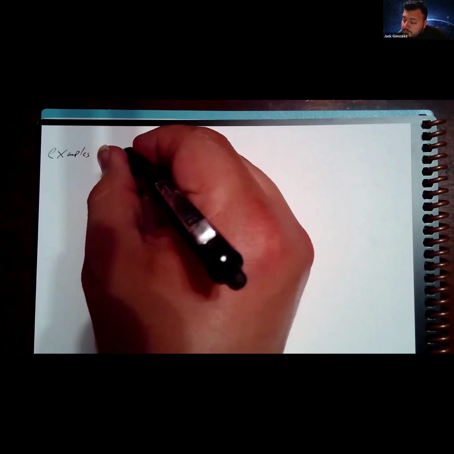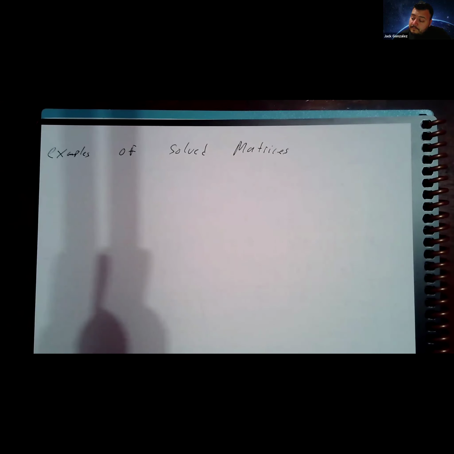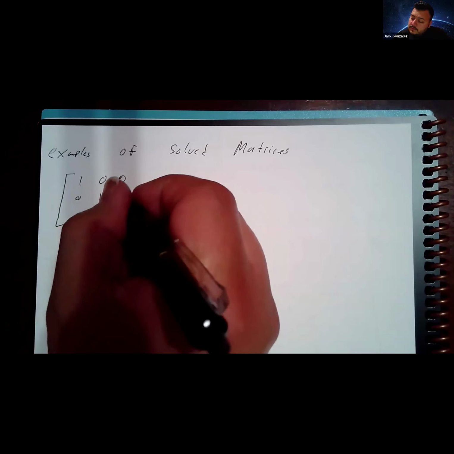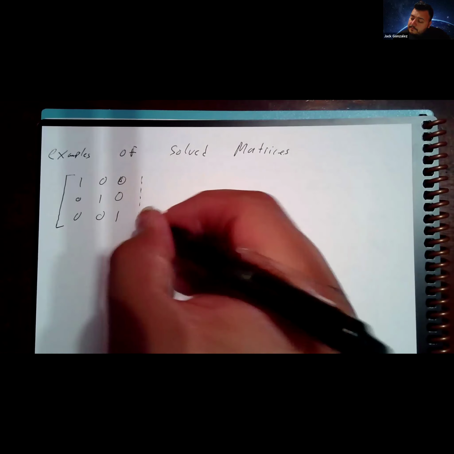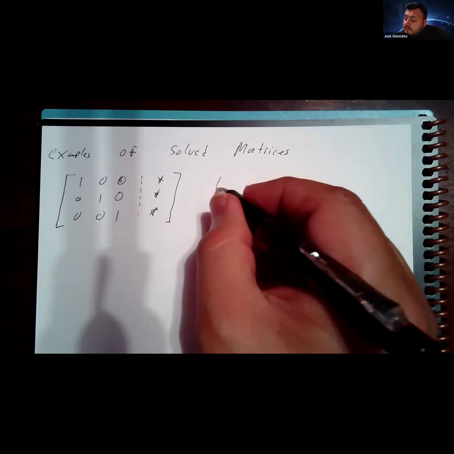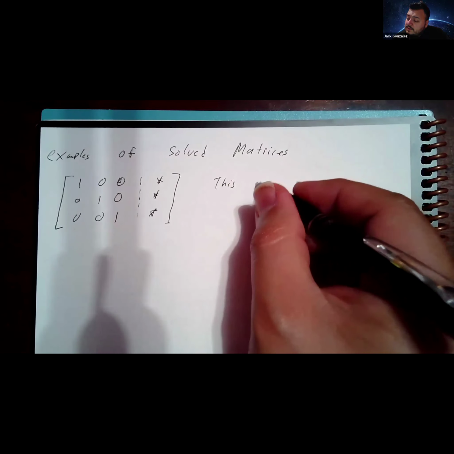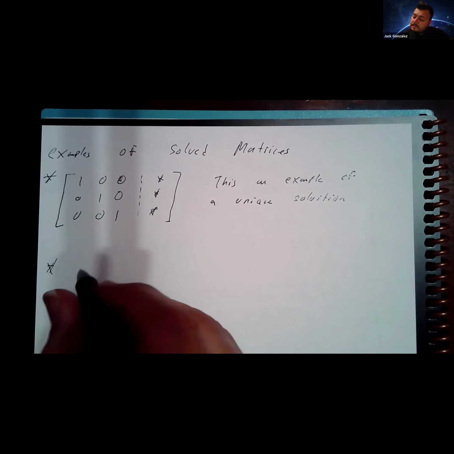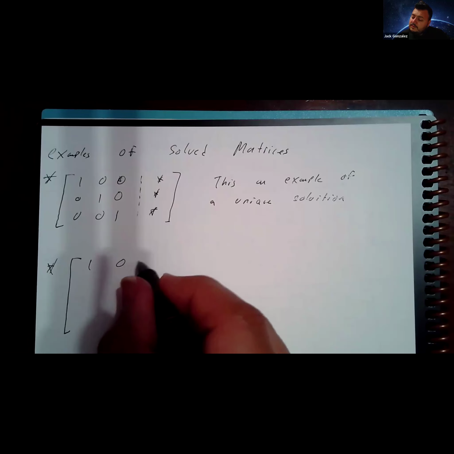Okay, so examples of solved matrices. If you have 1, 0, 0, 0, 1, 0, 0, 0, 1, equal to some numbers, right? This is an example of a unique solution, meaning one solution. Yeah, something like this.